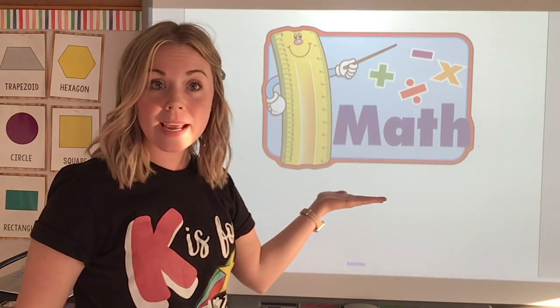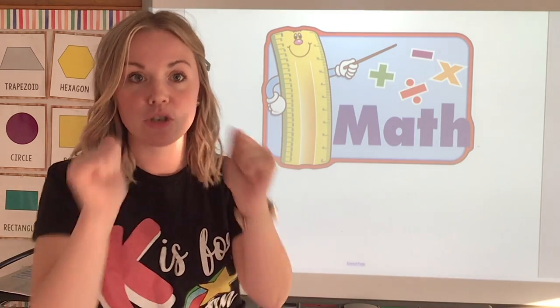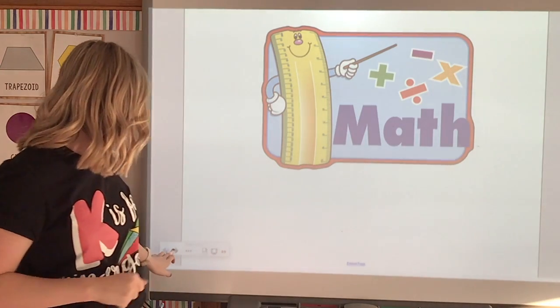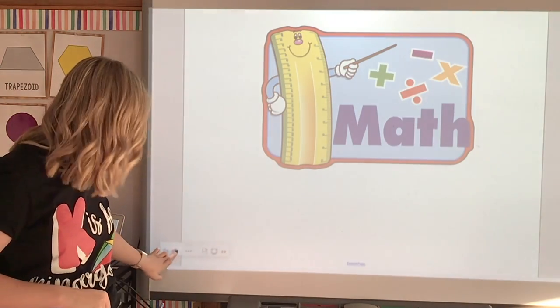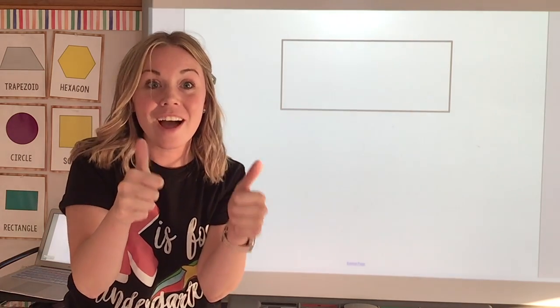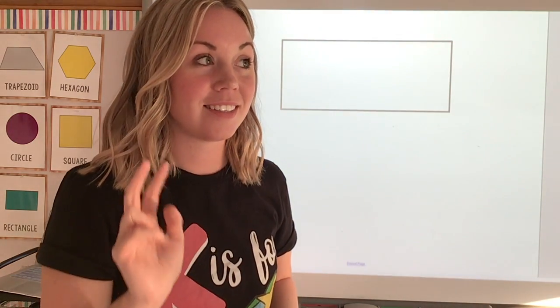I want you to take a peek at my whiteboard and I'm going to show you a shape. If you know what that shape is, give me 2 thumbs way up. Are you ready? 3, 2, 1. If you know that shape, give me 2 thumbs up. Awesome, a lot of you know it. Now, when I say go, I want you to whisper to me what the shape is called. Ready, set, go.